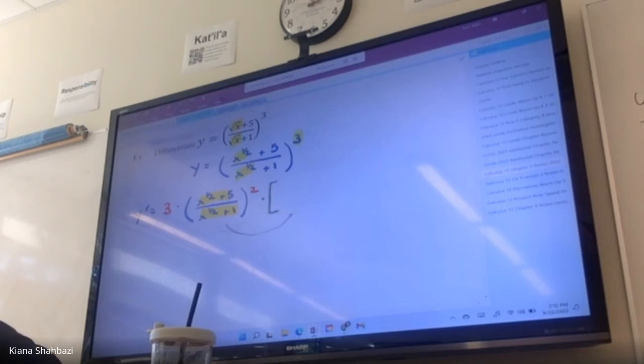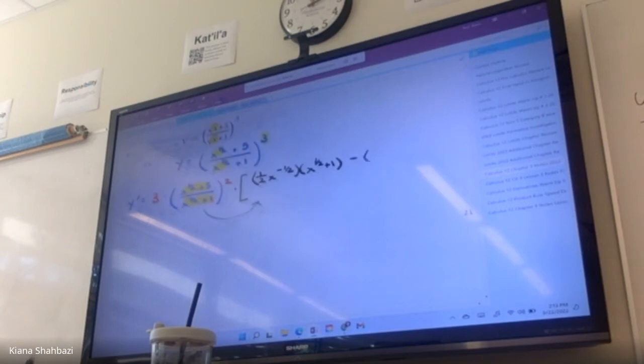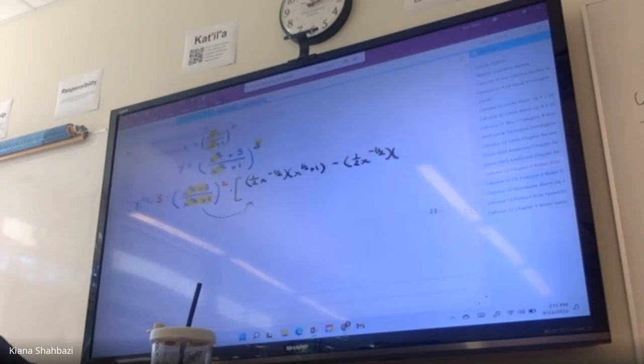Does that kind of make sense how a quotient rule is now inside the chain rule? Okay, so what's the derivative of the top, class? 1/2 x to the negative 1/2, right? And then times the bottom, which is x to the 1/2 plus 1? Yeah. And is it plus or minus? Minus. Minus, right? And then same thing for 1/2 x to the negative 1/2. Yep. Then it would be x to the 1/2 plus 5. Yes. And that'll be all over x to the 1/2 plus 1 squared. Right, so Darcy, you see how we did that one now?